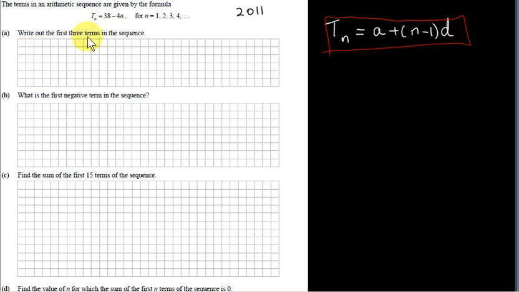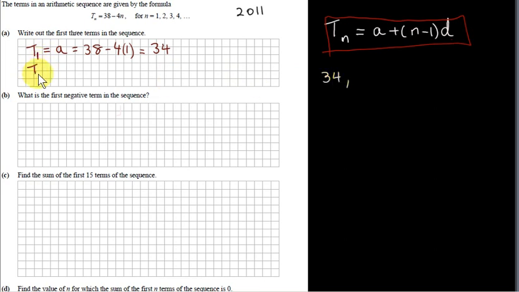Now in part A we want to write out the first three terms in the sequence. Well, the first term is just T1. T1, as you know, is also called A. We just plug 1 in for n. So we have 38 minus 4, which is 34. So now we know that the first term is 34. I could even start to write out this sequence. This is A or T1.